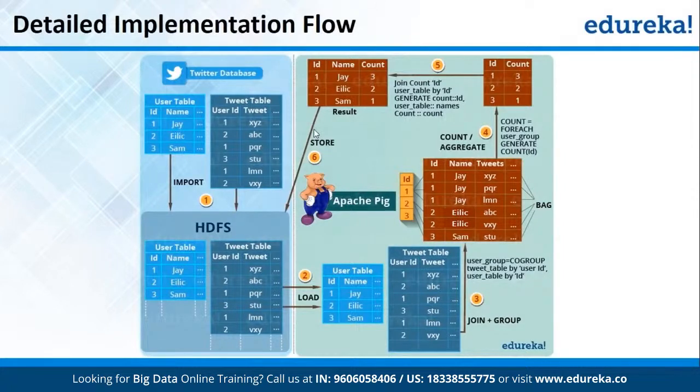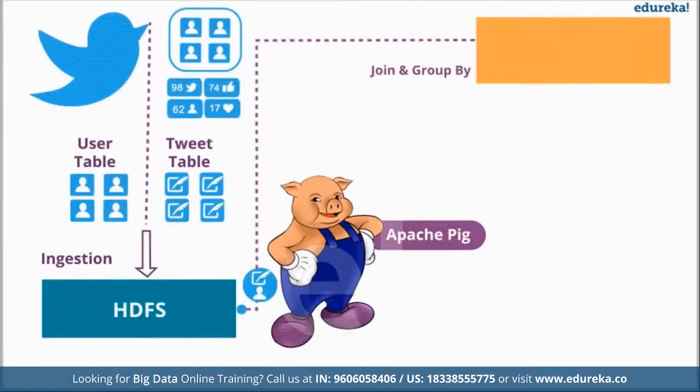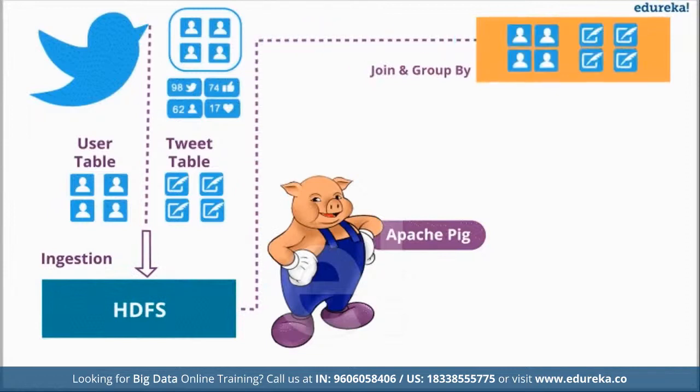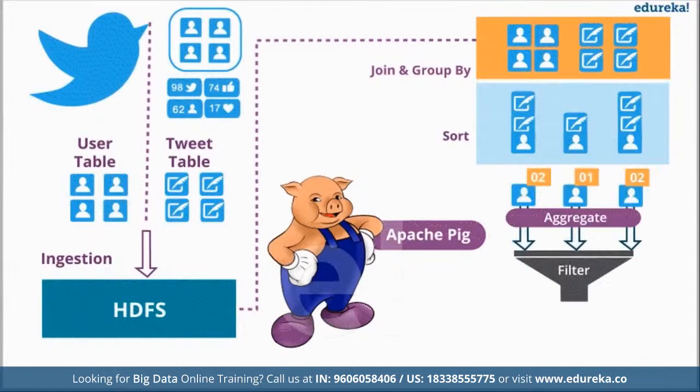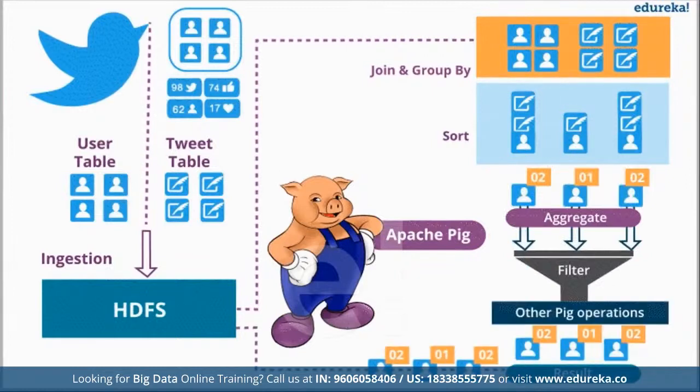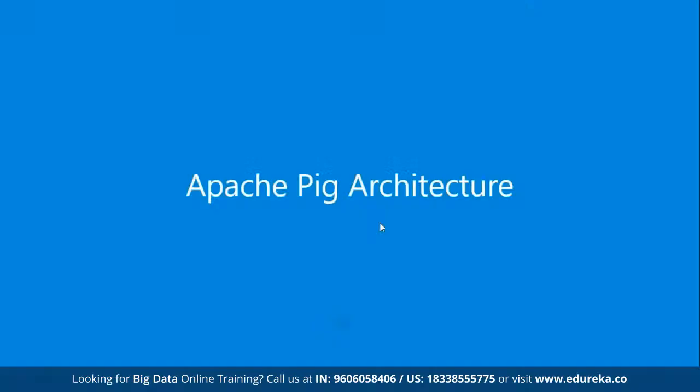Let's move on to the next slide, which is nothing but the animated representation of the exact same flow that we saw right now, which will give you a better perspective. The very first step is that the user table and tweet table are moved to HDFS. Then they are joined and grouped by Pig. The data is sorted and aggregated, finally filtered to get the count of tweets per user, and the result is dumped back to HDFS. Apache Pig Architecture.